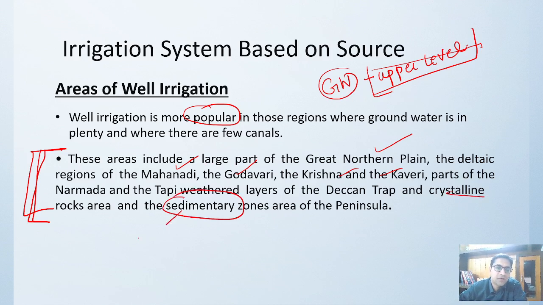Sedimentary zones are zones where water seepage happens. Water seepage happens and water gets stored in the underground channels. There also, you will find that people will be utilizing well irrigation properly.